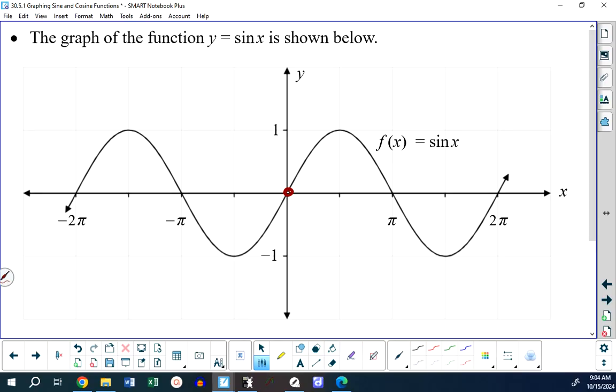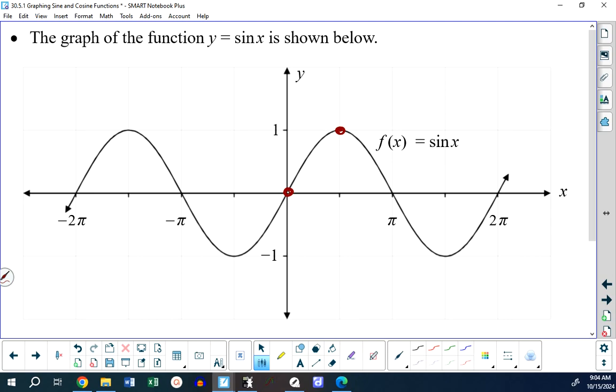When you get to pi over 2, the y coordinate on the unit circle is 1, and that's why the sine of pi over 2 is 1. And then the y coordinate becomes 0 at pi, it becomes negative 1 at 3 pi over 2, and then it returns back to 0, and it repeats. It continues in that fashion.